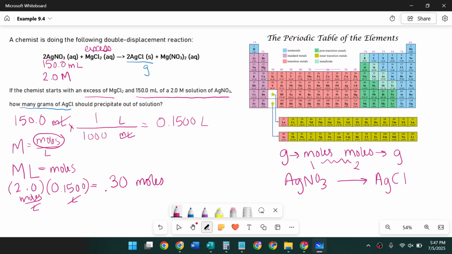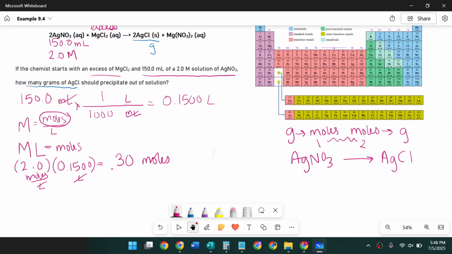Okay, so now we know how many moles we have of the first one. Because this one and this one, the 2 things we're working with, both have a 2 in front of them, we know that however many moles of AgNO3 we use, we're going to have the same number of moles of AgCl coming out of it.